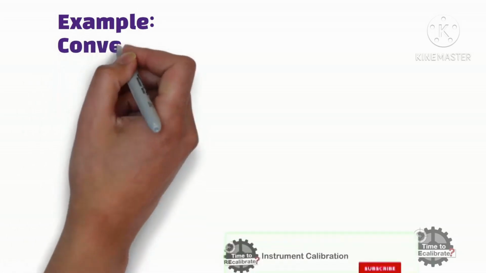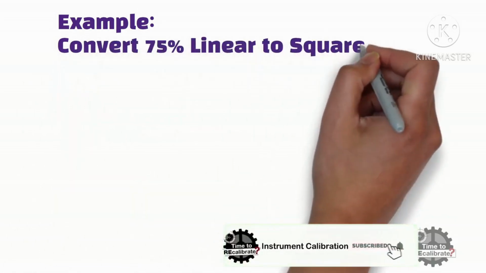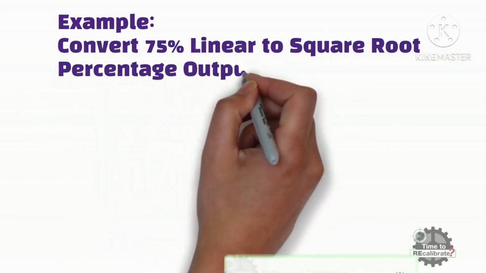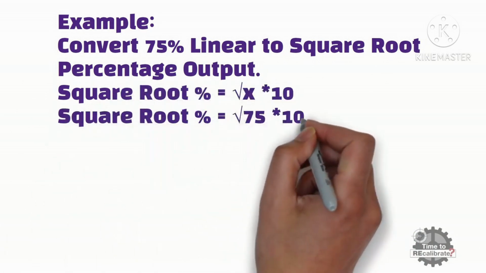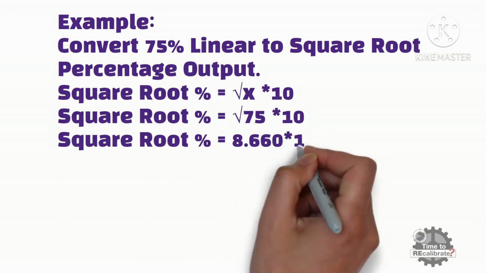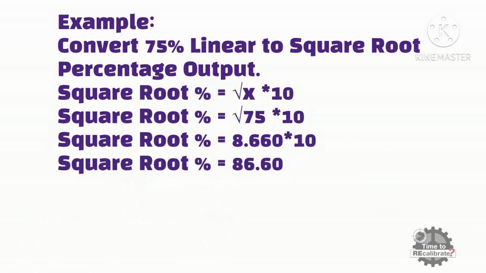Convert 75% linear input to square root percentage output. Let's put 75 in this formula. Square root of 75 is 8.660, and it multiplies with 10, which gives 86.60. So, square root output is 86.60 for 75% linear input.